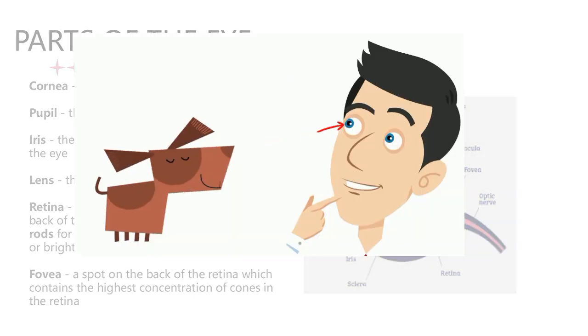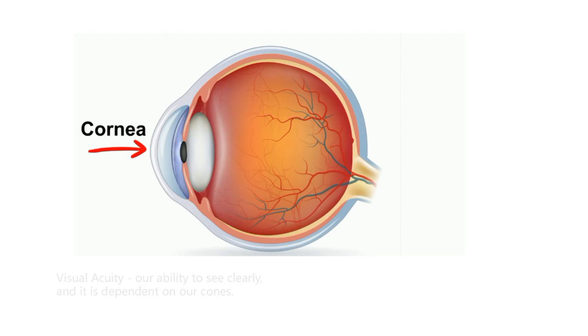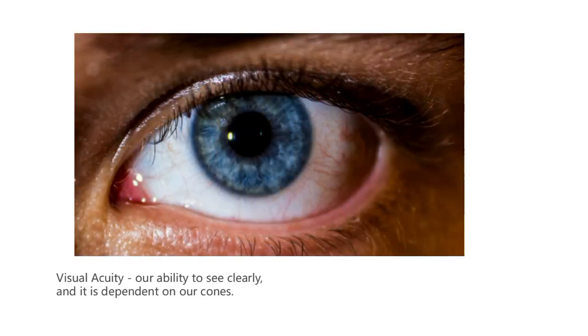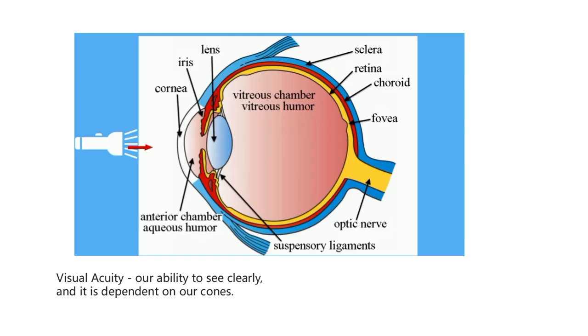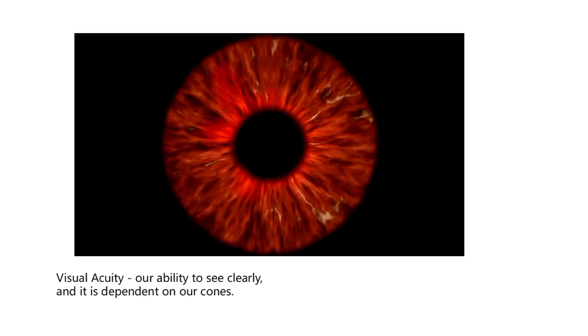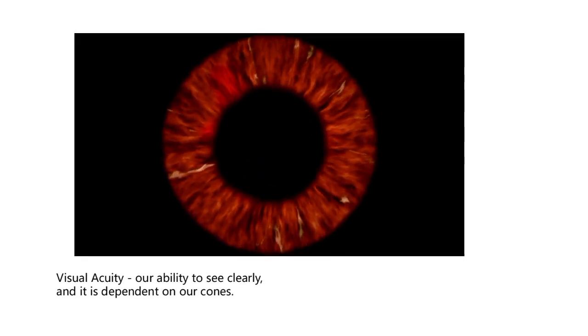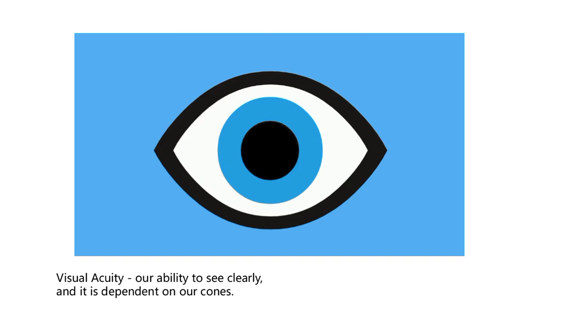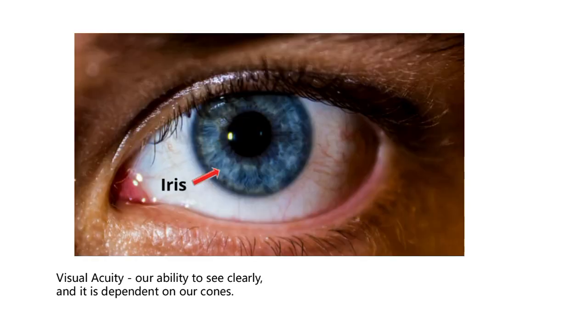Light enters the eye at the cornea. It then passes through a liquid until it reaches the pupil. Light enters the interior of the eye through the pupil. The iris adjusts the pupil to control the amount of light entering. The light then passes through the lens, which bends the light rays.